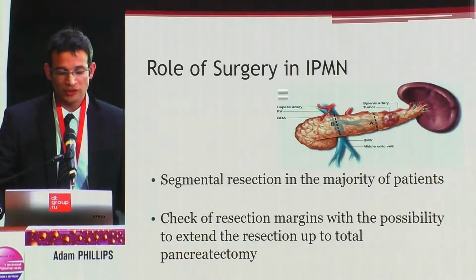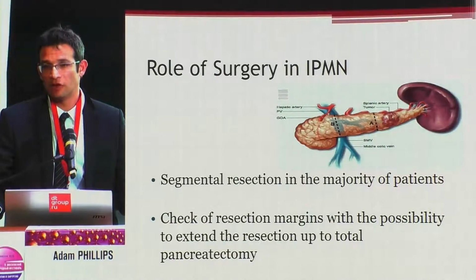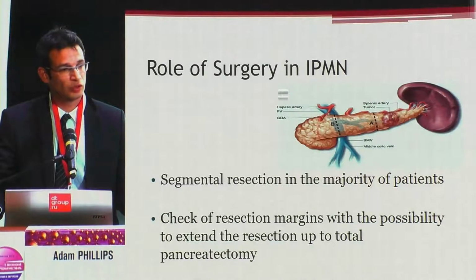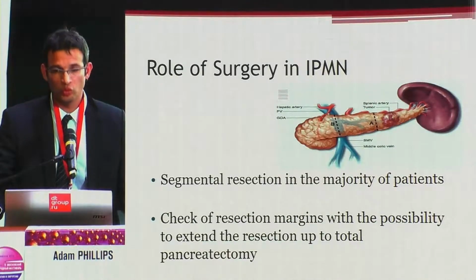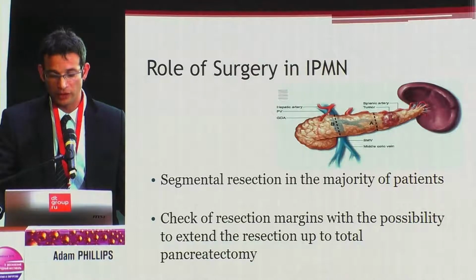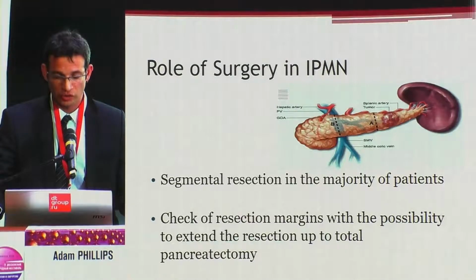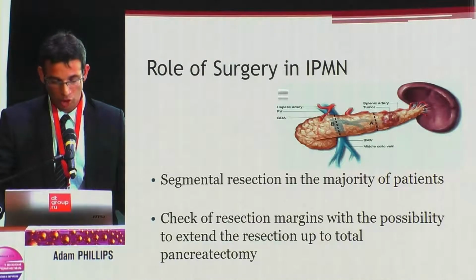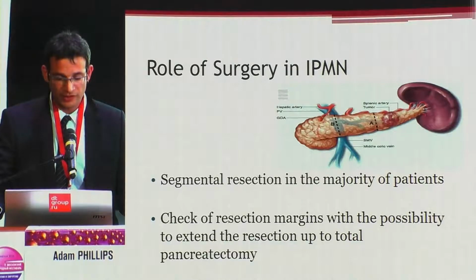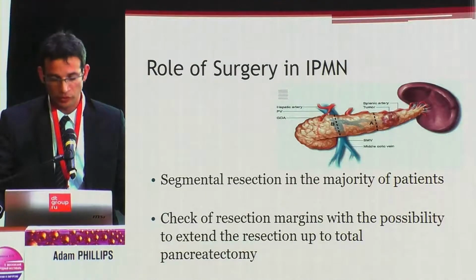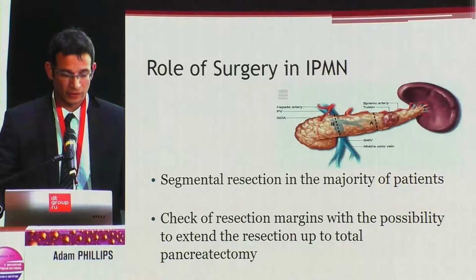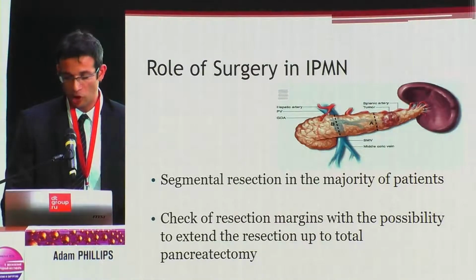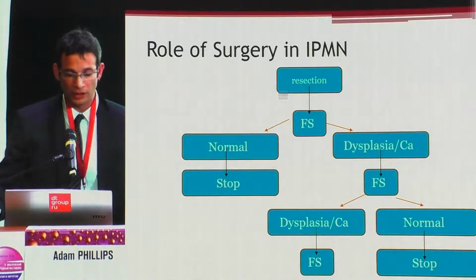So we can choose segmental resection in the majority of patients. When we are doing the segmental resection, we check the margin of the resection with frozen biopsies and extend the resection up to total pancreatectomy if we need, guided by the frozen biopsies during the surgery.